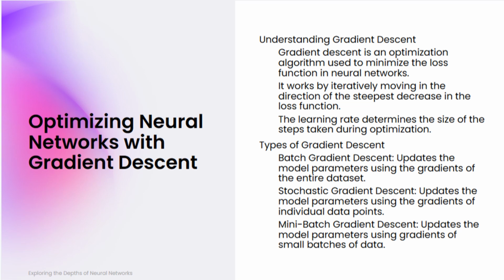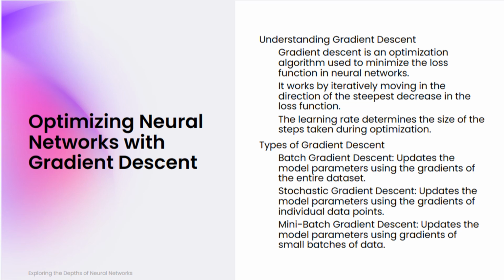You don't need to understand this too much as a beginner, but just remember that this will be important in later times. The learning rate in gradient descent determines the size of the steps taken during the optimization. Now let's discuss the types of gradient descent. Number 1, batch gradient descent updates the model's parameters using the gradients of the entire dataset. That is what we call batch gradient descent.